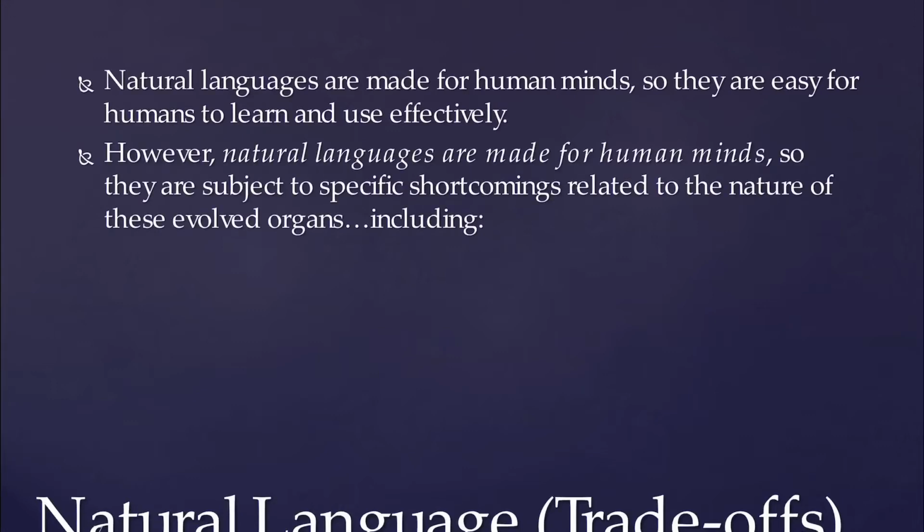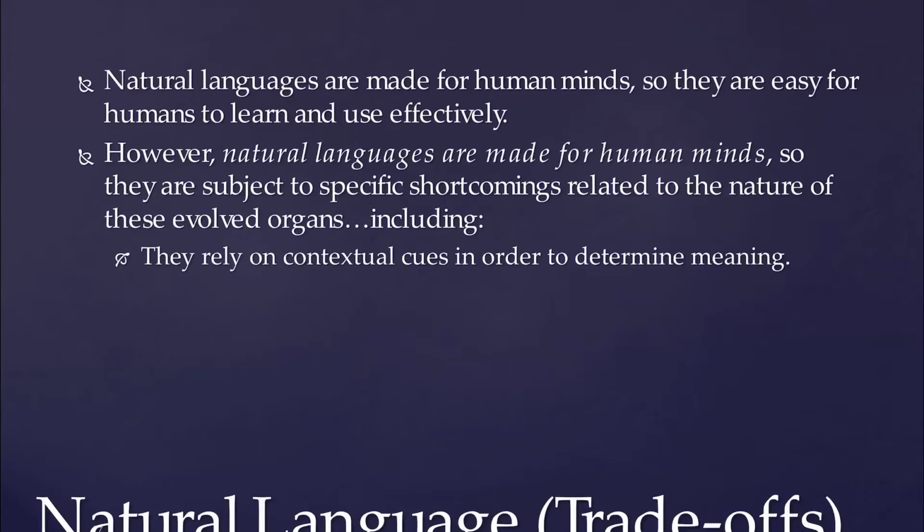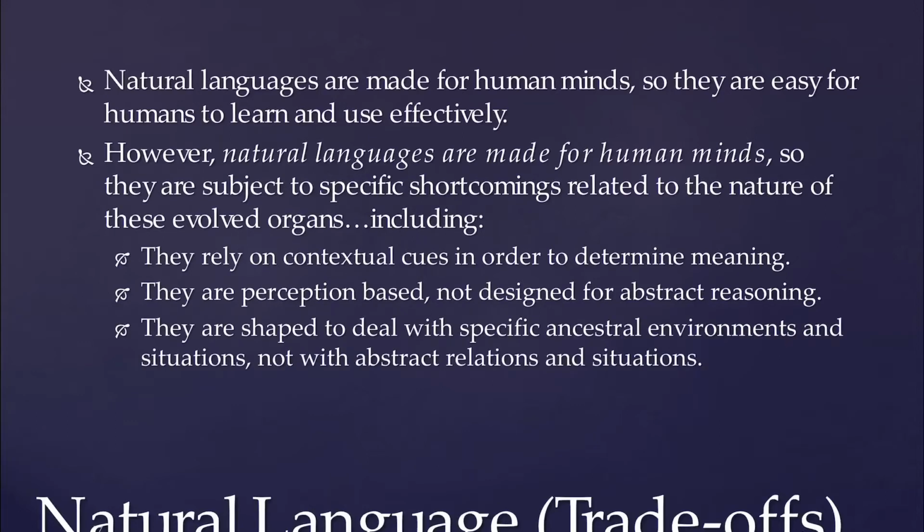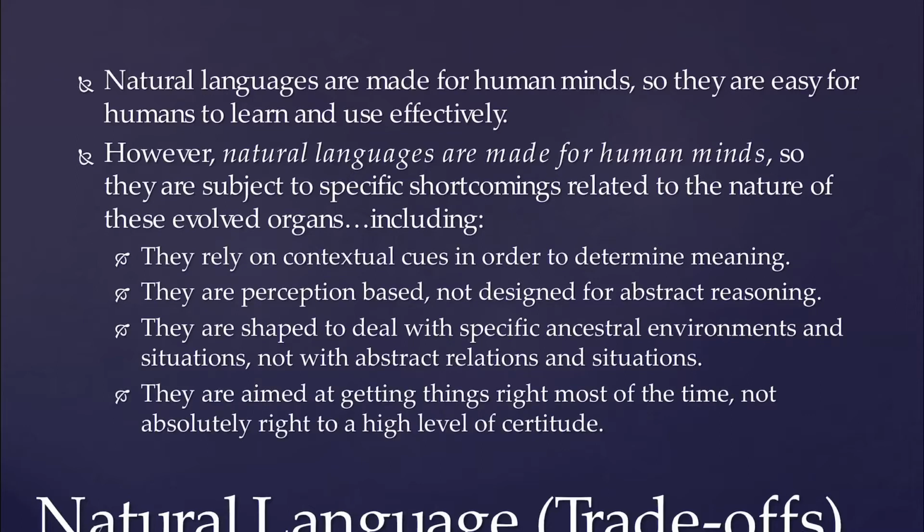Natural languages are made for human minds, so they're subject to specific shortcomings related to the nature of these evolved organs, including they can rely on contextual cues in order to determine meaning. They are perception-based and not designed for abstract reasoning. And they're shaped to deal with specific ancestral environments and situations, not with abstract relations and situations. Furthermore, they're aimed at getting things right most of the time, not absolutely right, to a high level of certitude.